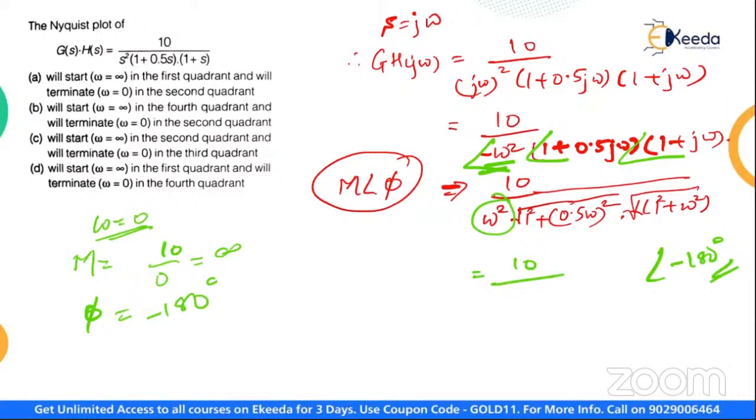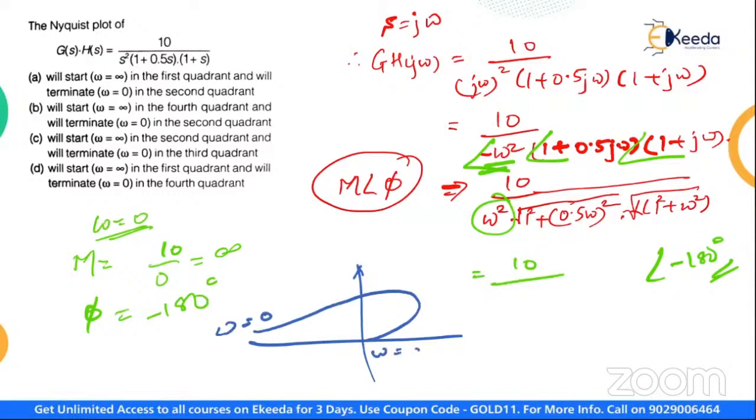So you only tell me what happens here. What is the answer? What do you think must be the answer here? Nyquist plot? Yes. The figure, because it is starting at omega 0. So the figure will look like magnitude is infinity and angle is minus 180 degrees. So it will go like this. So here it is omega equal to 0. Here it is omega equal to infinity.